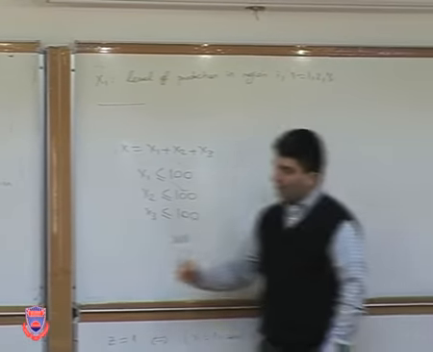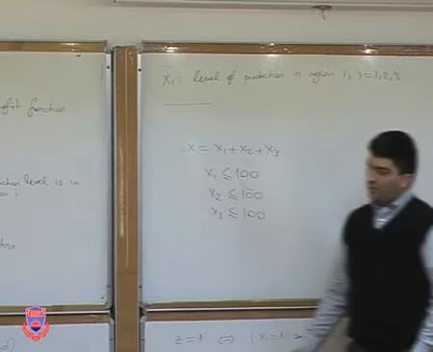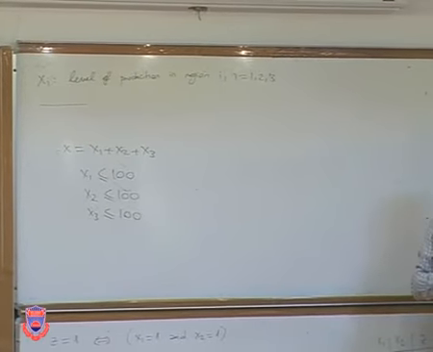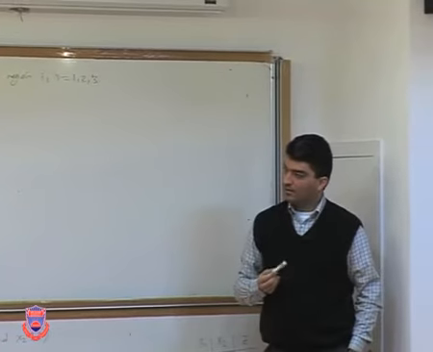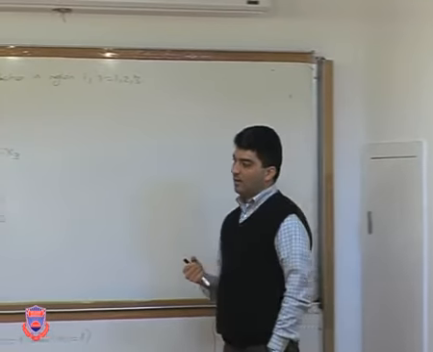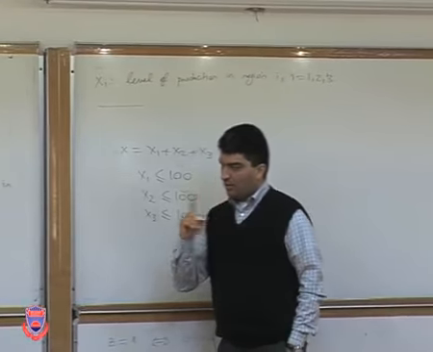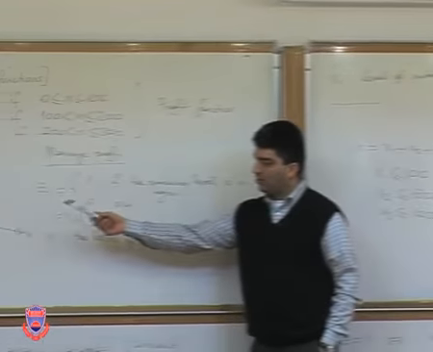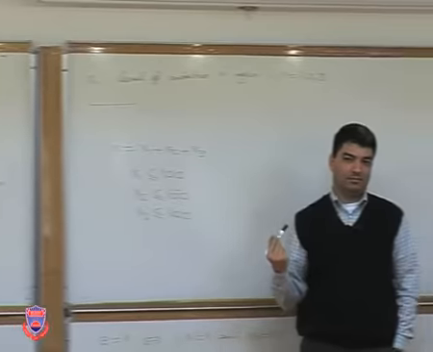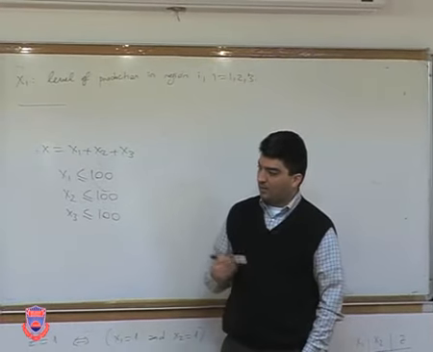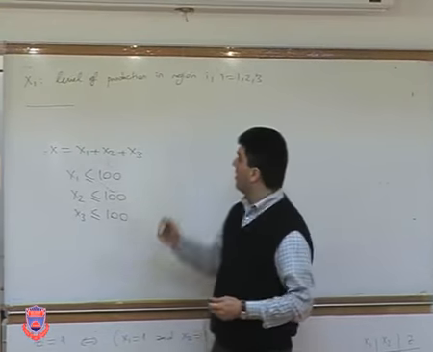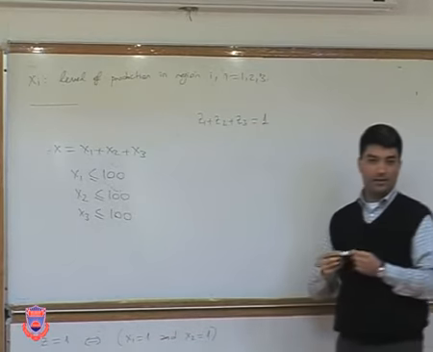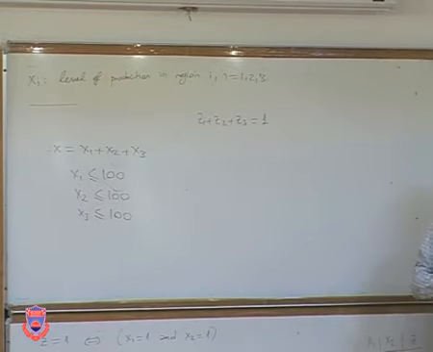Well, first of all, let me start with the easy case. Is there any relationship between Z1, Z2, and Z3? Since this determines whether I'm going to be in the first region or second region or third region, and since I can be in exactly one region, what kind of a constraint does it imply? Exactly. Z1 plus Z2 plus Z3 has to be equal to 1. Which means that I have to be in exactly one region.